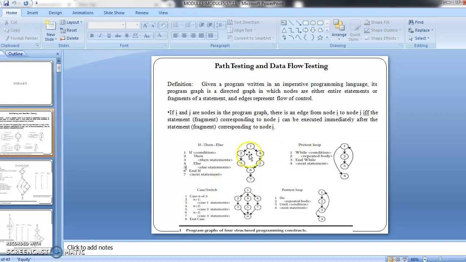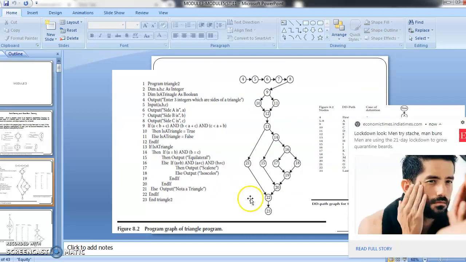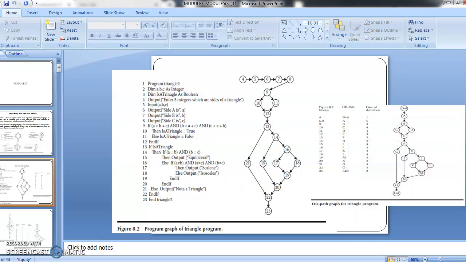So these are some examples of different statements, that is conditional statements like if then else, looping constructs, and switch statements. In that case, we'll come across such program graphs. But before this, we'll see what a program graph is and the program graph of a triangle program.